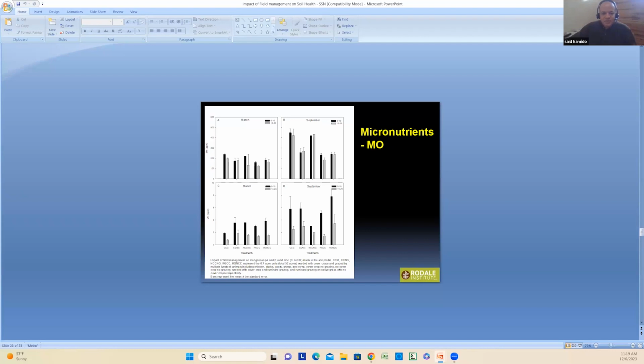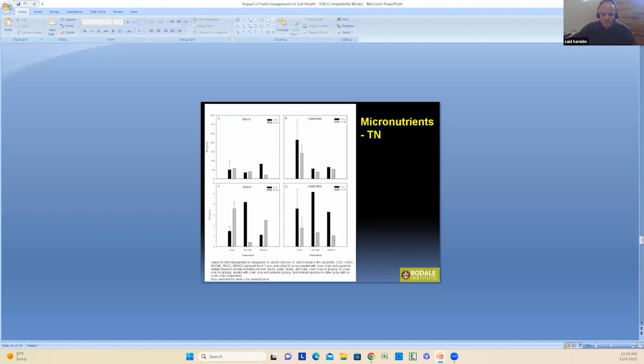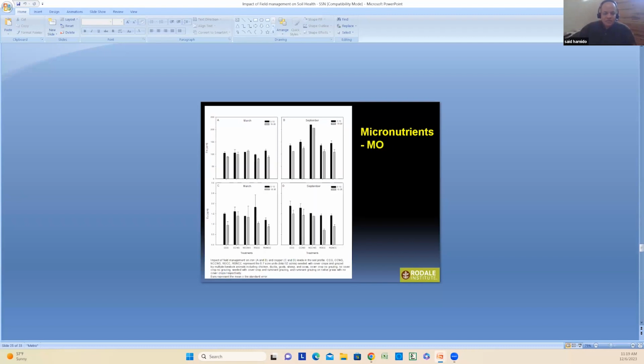And the same for micronutrients. We didn't see any toxicity or any problem up to now with micronutrients. All of them are on the safe side, and within limits, except that some spots have higher iron.